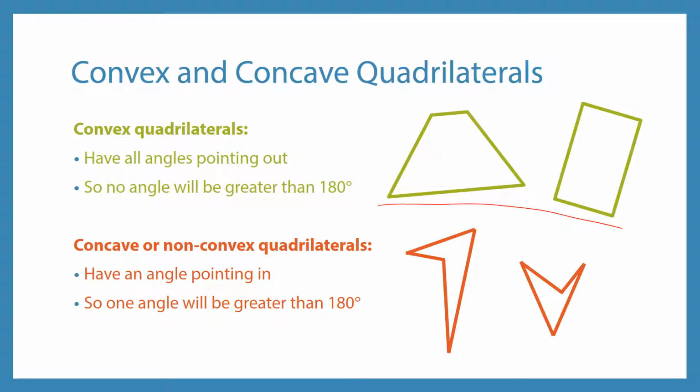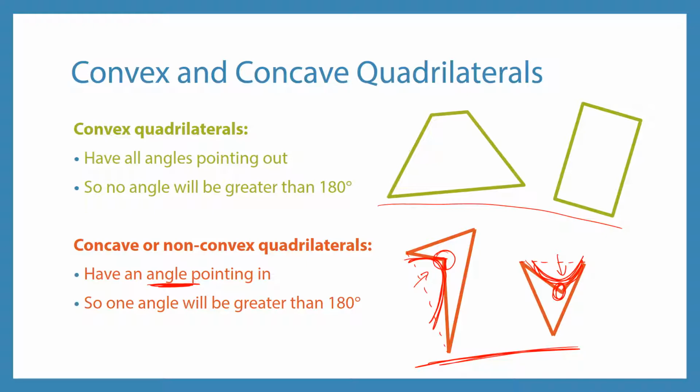In opposition, we have concave or non-convex quadrilaterals. Here, we're going to have an angle which goes inside of our shape. This one is going inside, because we could draw this dotted line here on the outside, so our angle goes in. You can think of this here as a cave, and that's why it's called concave. We also have another cave here, because this angle here goes inside of the quadrilateral. So these two shapes here are examples of quadrilaterals which are concave.